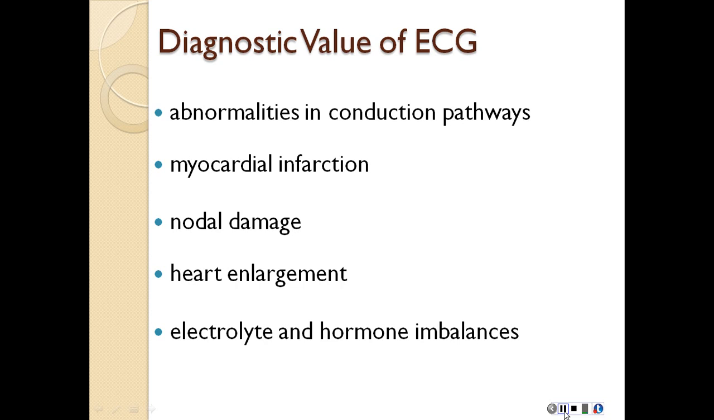So what the EKG can tell us is what abnormalities may occur in the conduction pathway. What is the conduction pathway? Right. So that whole pathway starting at the SA node, AV node, that is all the conduction pathway responsible for telling the heart muscle cells when to contract. Myocardial infarction. Any of these abnormalities can be detected on an EKG: enlargement of the heart, nodal damage, electrolyte and hormonal imbalances.